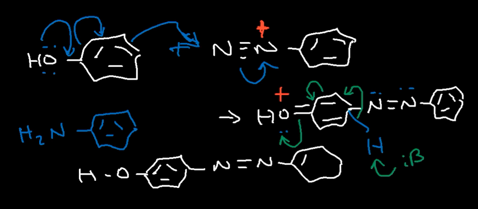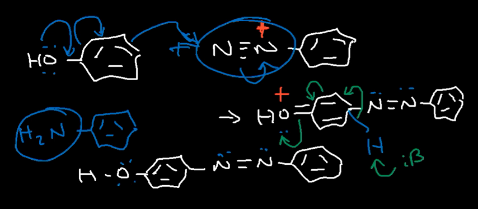So that's another way you can couple two benzene rings together. Just keep in mind, when you do so, the triple bond is now reduced to a double bond. NH2 could have done the same thing.